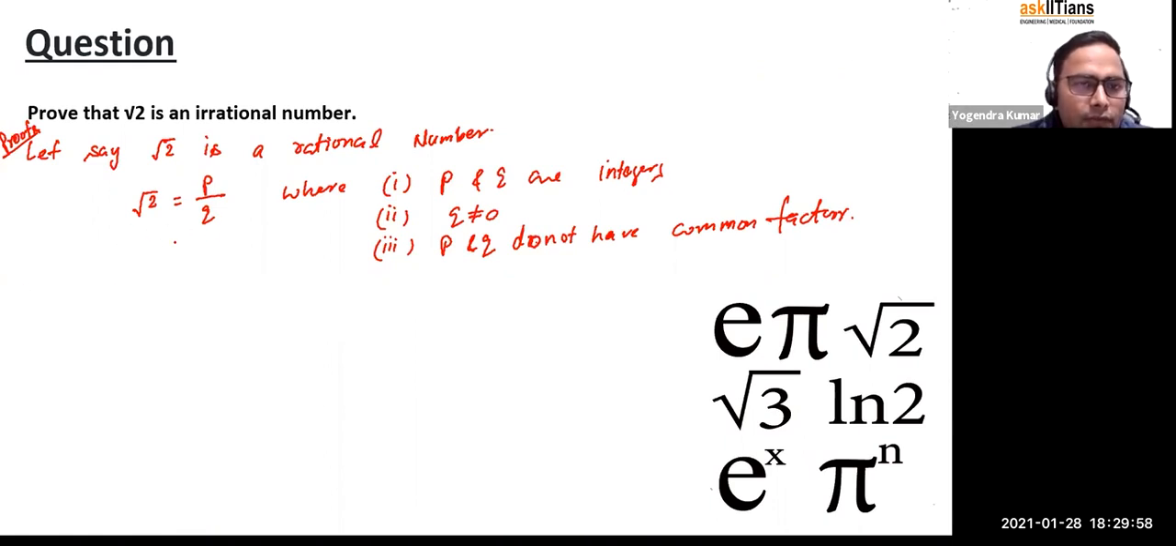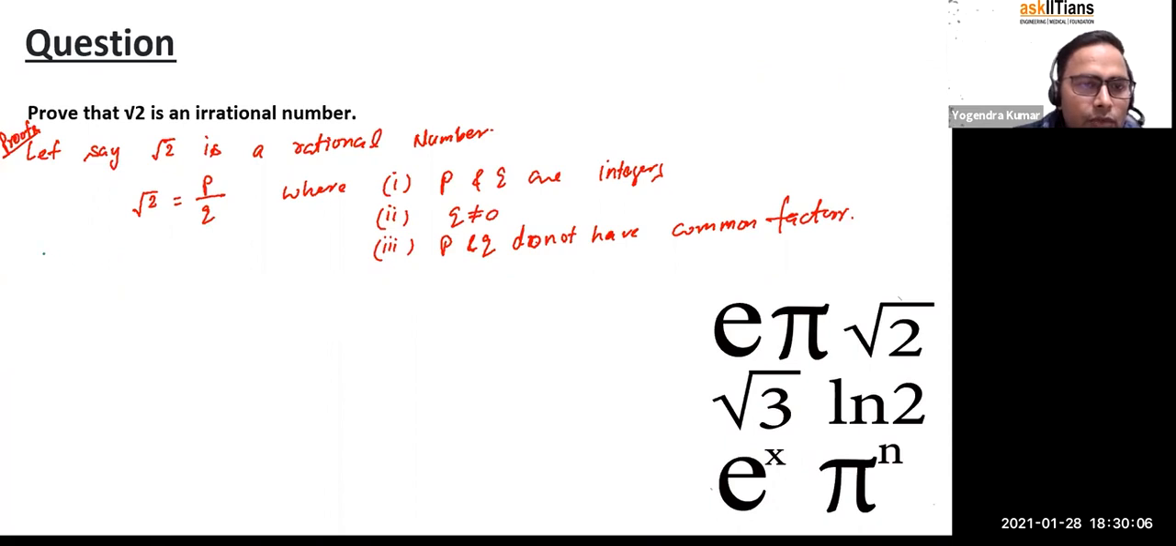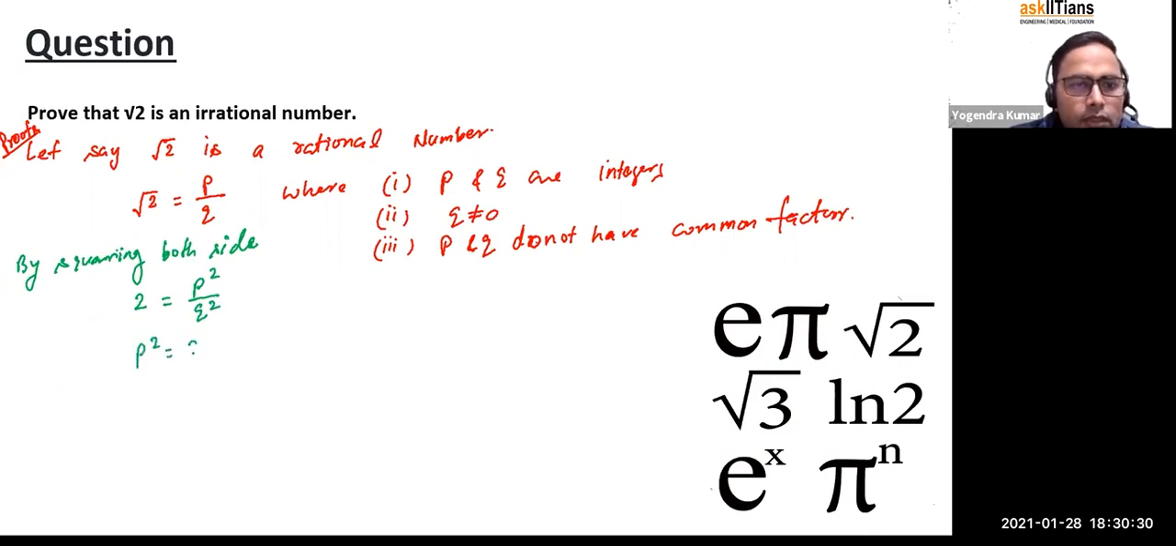So now this is what I have. Can I square both sides? If this equation is true, we can square both sides. By squaring both sides, we get 2 equals p square by q square, right? So can I write from here p square is equal to 2q square? P square is equal to 2q square.